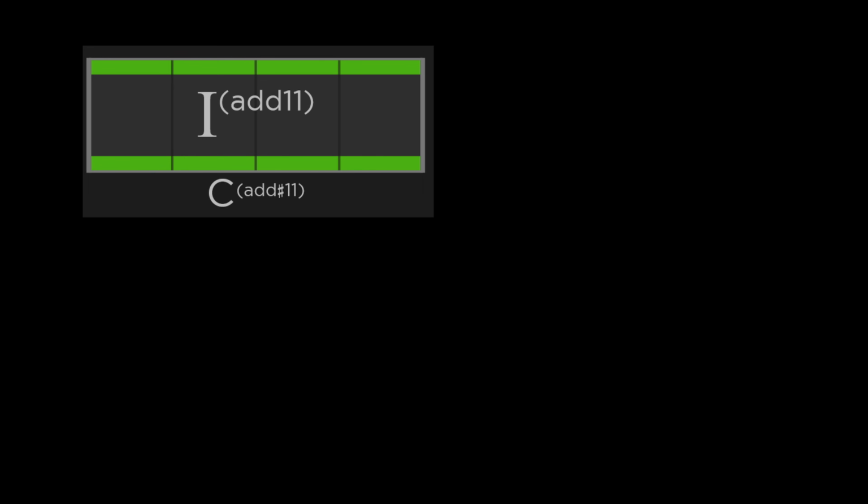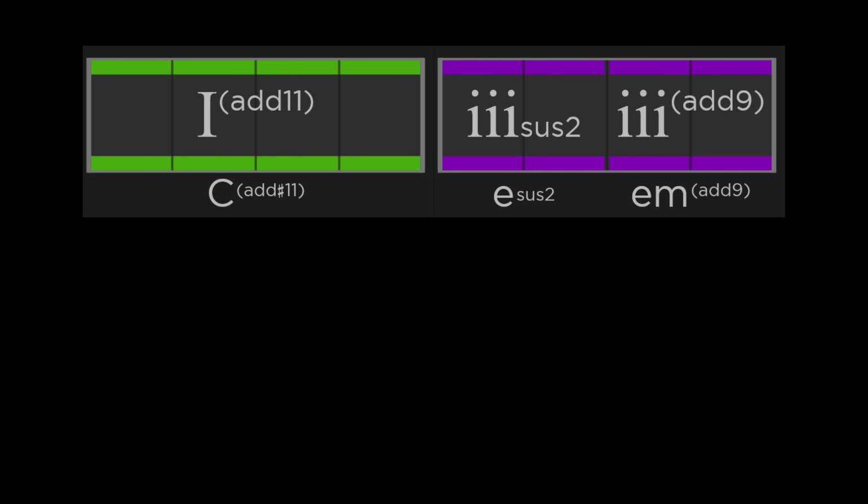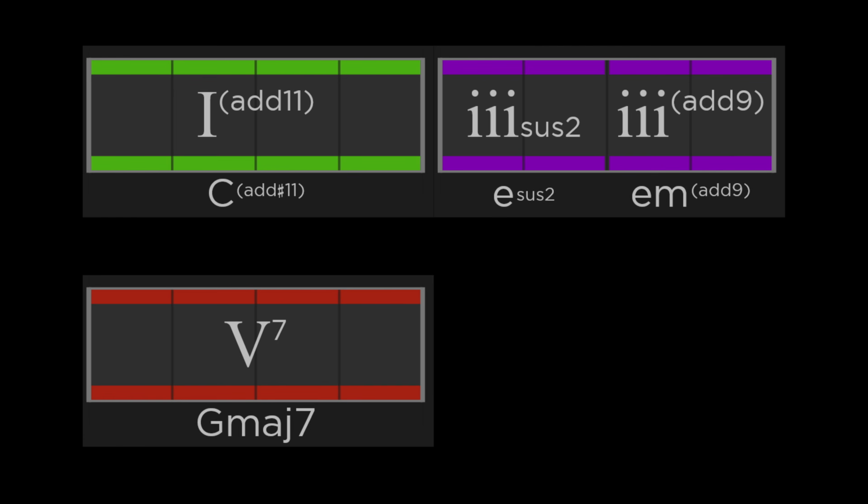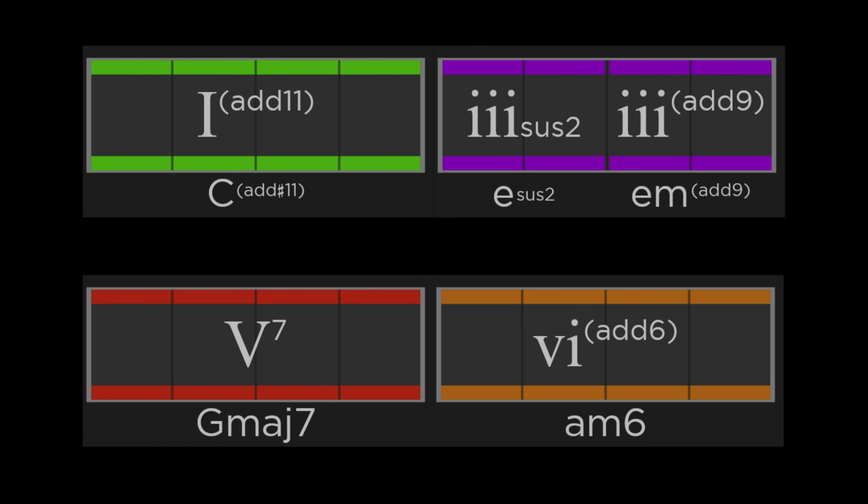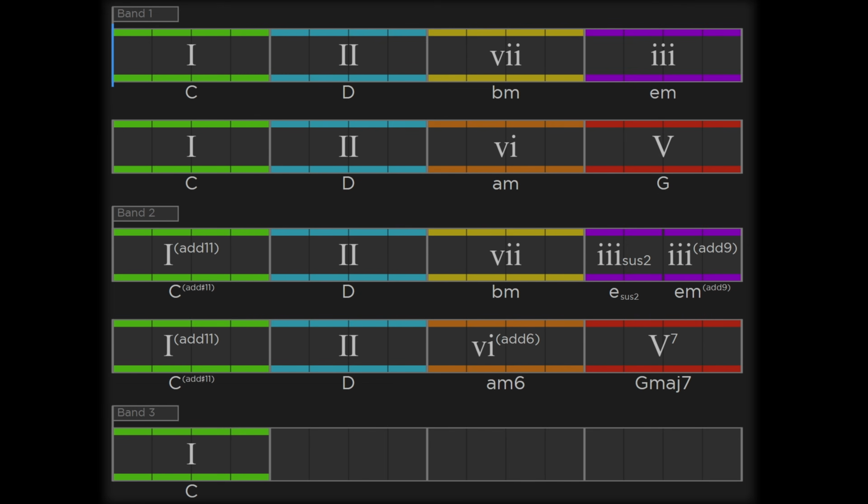Add F sharp to the 1 chord and you get an add sharp 11 chord. The 3 chord can be played as a sus2 or an add 9 chord to introduce the sharp 4. The 5 chord can be played as a major 7th and the 6 as a minor 6th. I'll repeat the next example twice, once with standard triads and then the second with the F sharp note added to the chords. Listen to the difference. How do you feel it affects the tonal center?